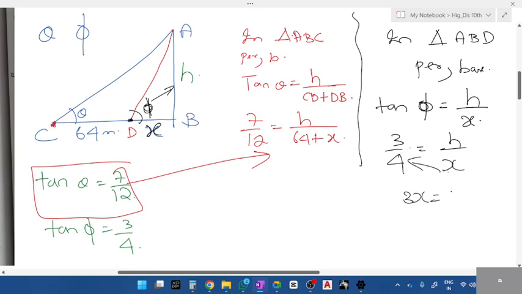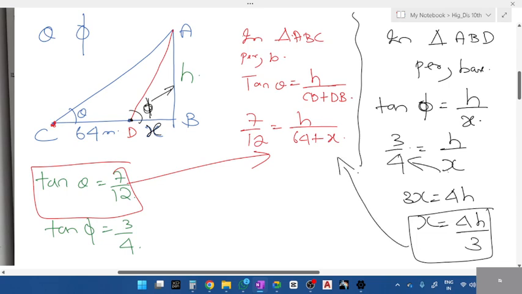3x is equal to 4h, so x is equal to 4h by 3. Where should I substitute this? In the first equation. So what do you get? 7 by 12 is equal to h divided by.